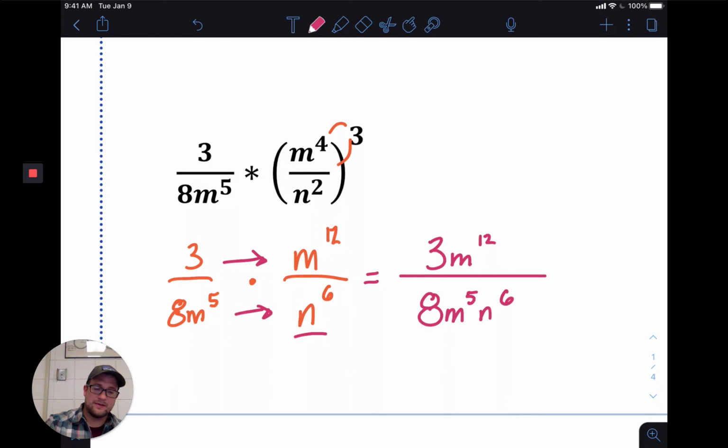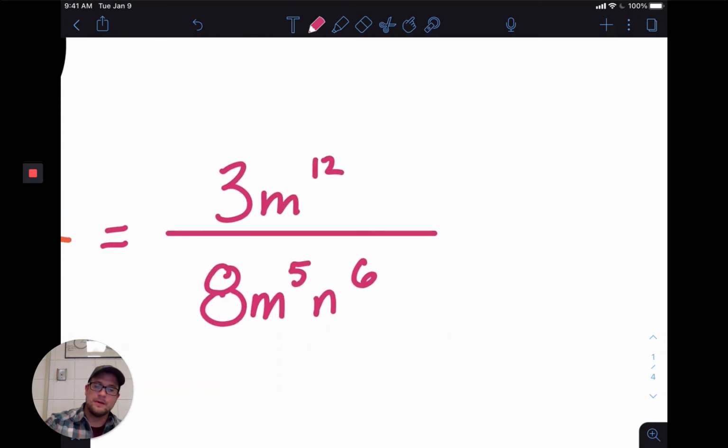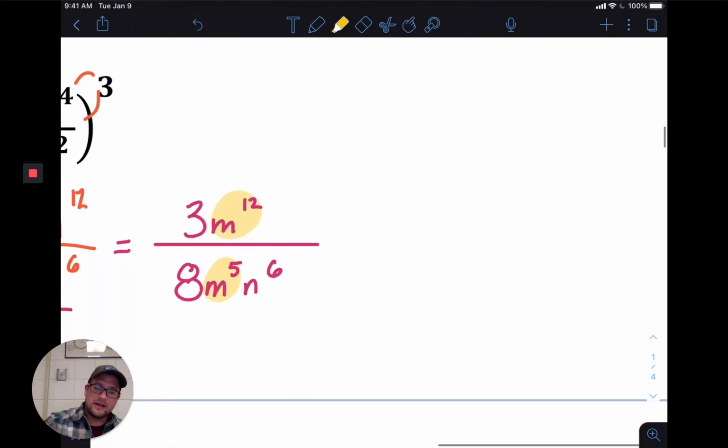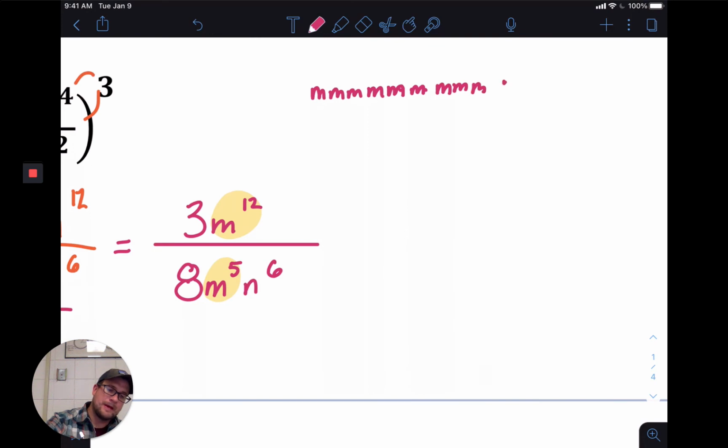Now, once we've gotten to this point, we got a little bit of work to do. If you notice, we have m's up top and m's on the bottom. And we don't ever want that to happen. We always want to get all of our m's onto the same pile. Now, one way to think about this is to actually draw this out. M, M, M, M, M, M, M, M, M, M, M, M. There's 12 of them. Those are my m's that are on top right now. On the bottom, I have 5 m's.